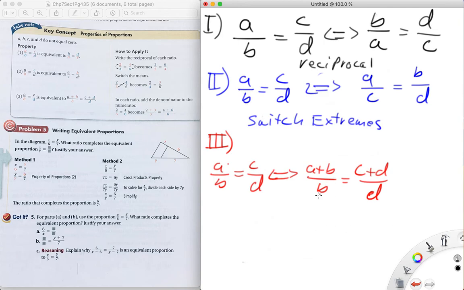These three guys, let me say, add denominator to the numerator. All right, these guys are all equivalent expressions. We have proportions. Okay, the reciprocal. Switch the extremes. Add the denominator to the numerator.